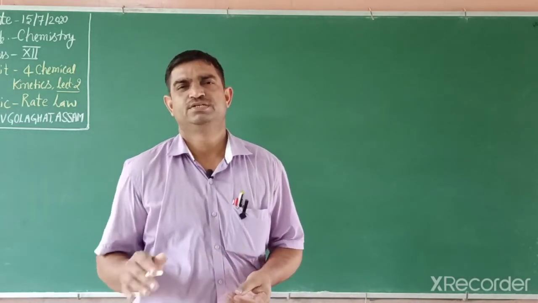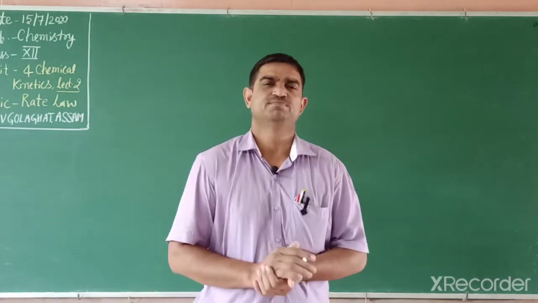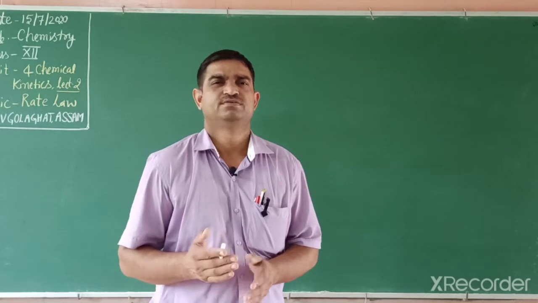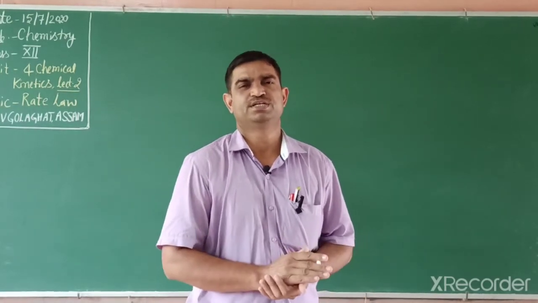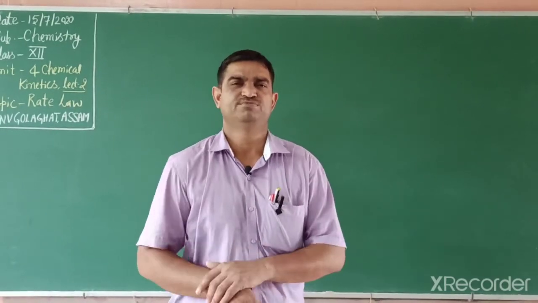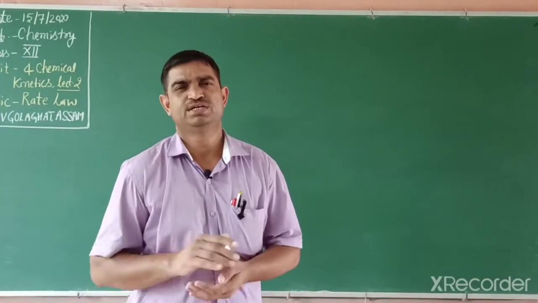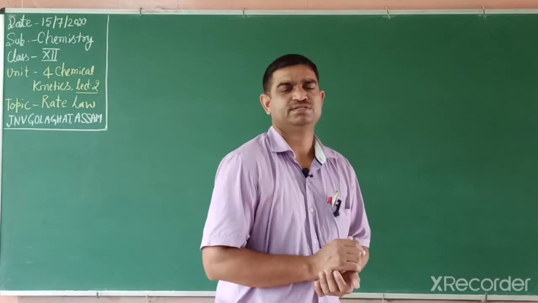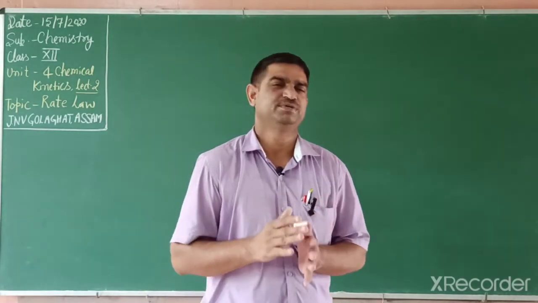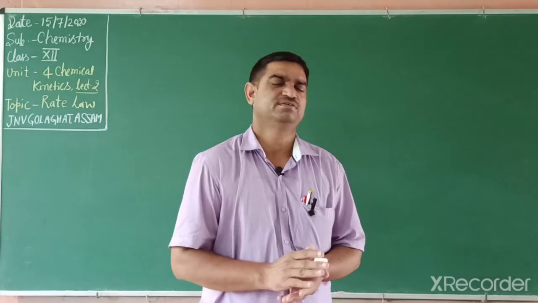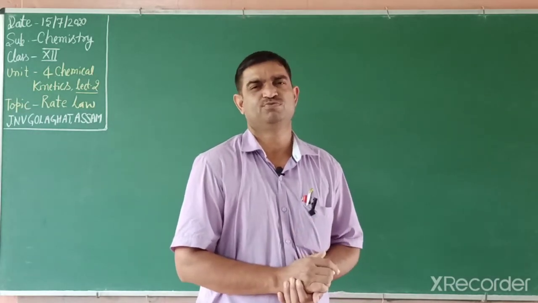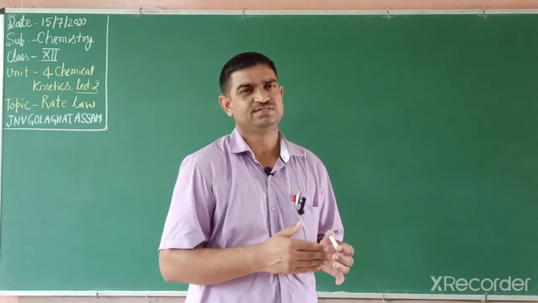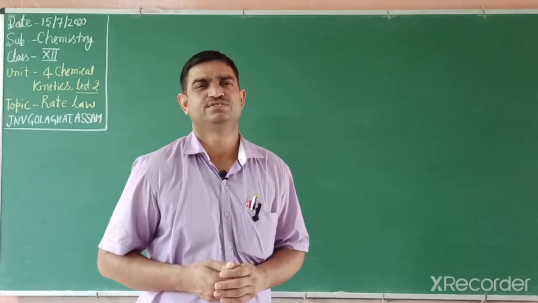Students, in your NCERT book, there is an example given, hydrolysis of butyl chloride. Then that rate of reaction is represented in a tabular form. So see that carefully at table 4.1. That reaction shows that rate of reaction depends on the concentration of reactants. When concentration of reactants decreases, rate of reaction also decreases.